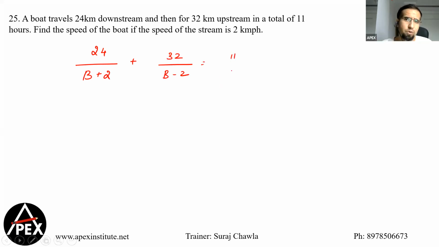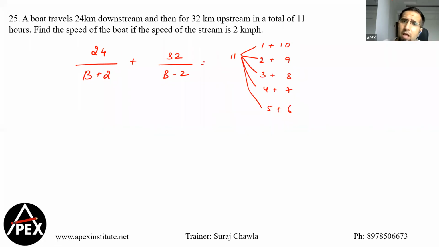So the shortcut for this question directly here, and this applies to all boats and streams questions, is to divide 11 as a sum of two natural numbers. So I'm writing 4 plus 7, and 5 plus 6. So these are the ways in which 11 can be divided in the form of two natural numbers. Now look at a pair that divides both the numerators. If I observe, the pair that divides both the numerators is 3 and 8.